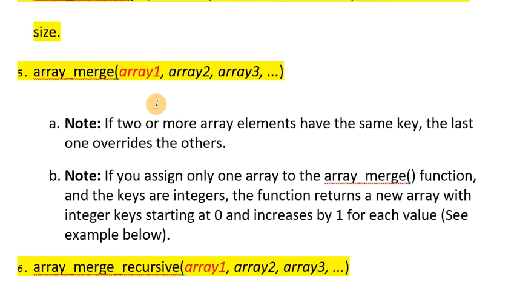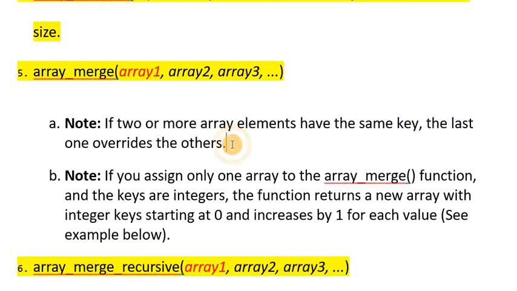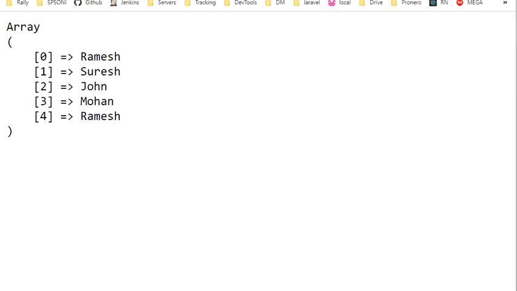So this way, guys, we have understood how array merge works here. So there are two notes. You can see if we have two or more array elements, and if those have the same key, the last one overrides the other one. So this way it works.